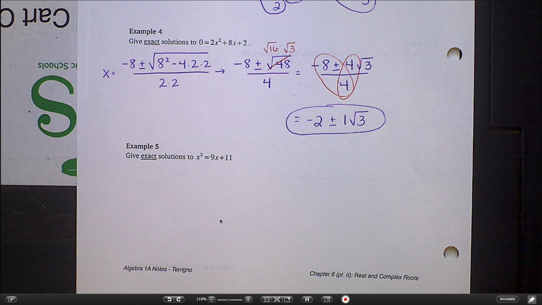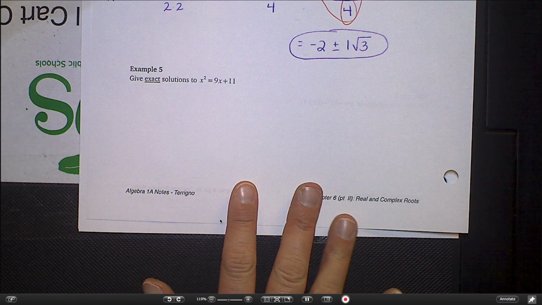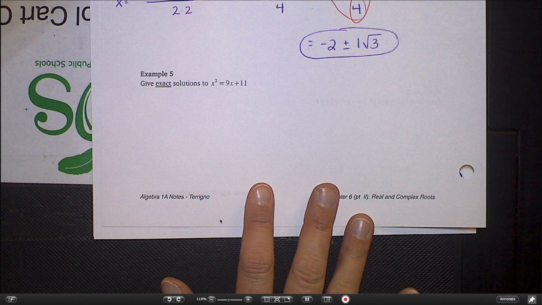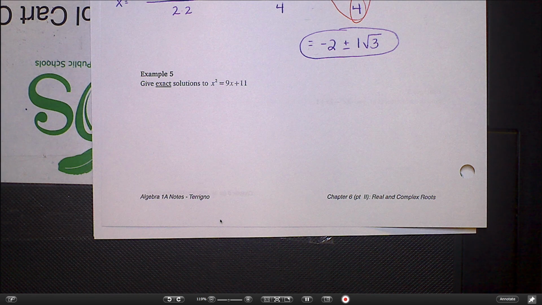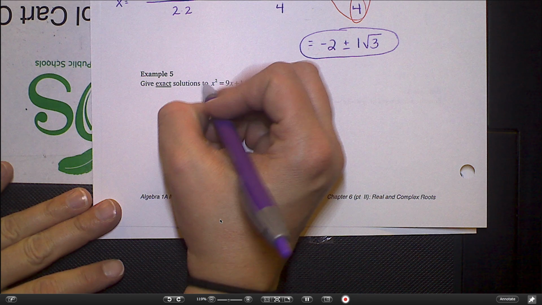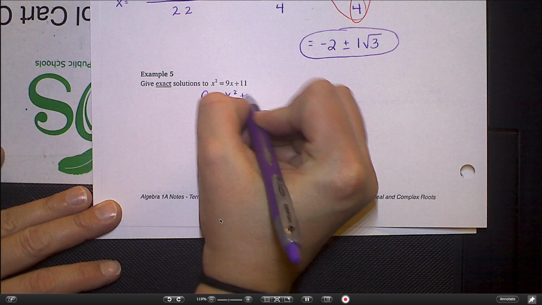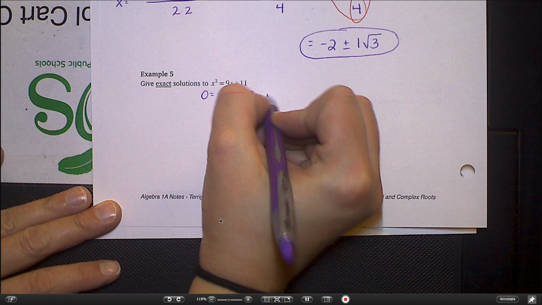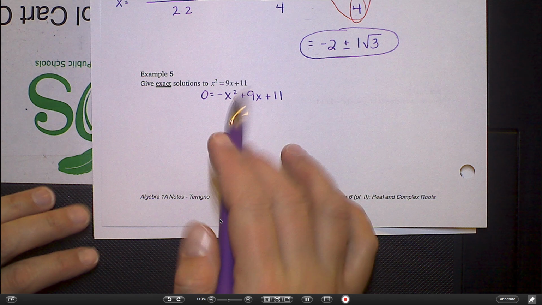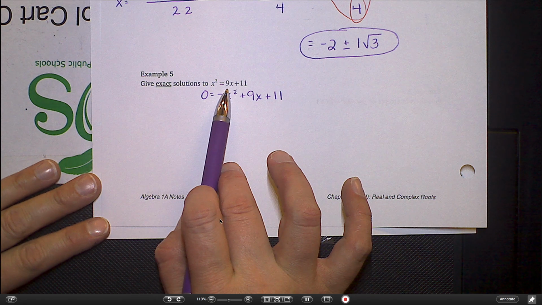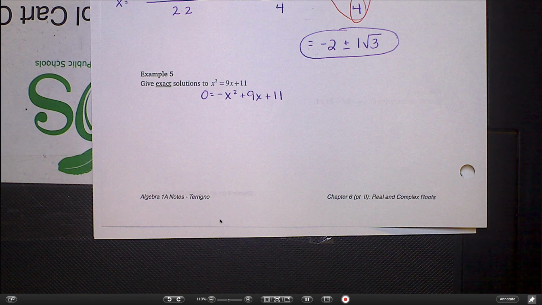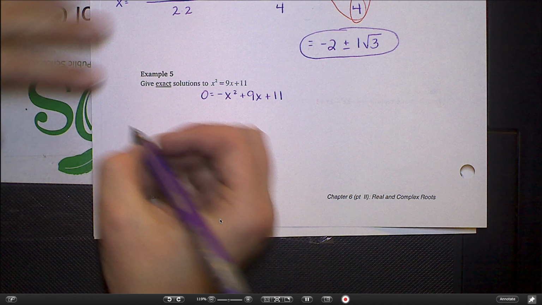What am I going to have to do with this next problem before I can even start? Yeah, I have to get it all equal to 0, right? So I'm going to rewrite this as 0 equals -x squared plus 9x plus 11. Some of you may have thought to move the 9x and the 11 over to the left. That would have been okay too. All your positives and negatives would have been backwards from mine, but it all would have worked out okay in the end. Okay?